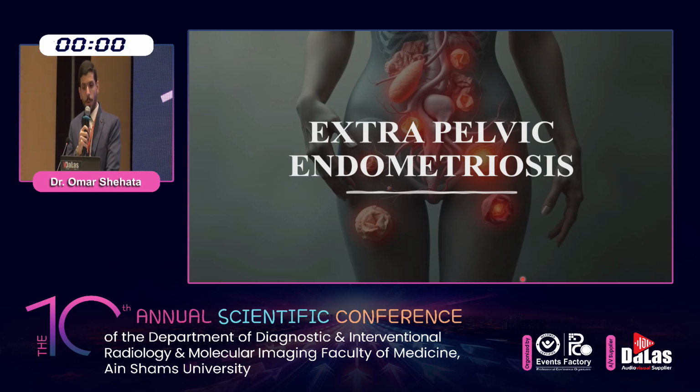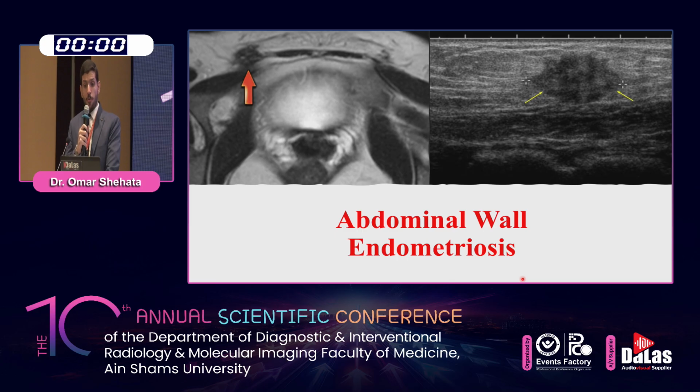Lastly, we are going to talk about the least common site for endometriosis, which is extrapelvic endometriosis. For abdominal wall endometriosis, the common sites are the inguinal and umbilical regions. Such patients are often admitted to the hospital with cyclic abdominal pain and therefore referred to dermatology and not to gynecology. In addition, the influencing factors such as prior surgery, including cesarean section and hysterectomy, are well known.